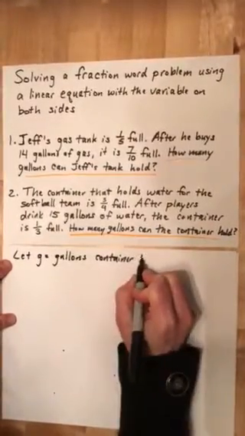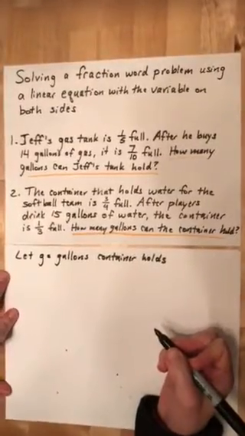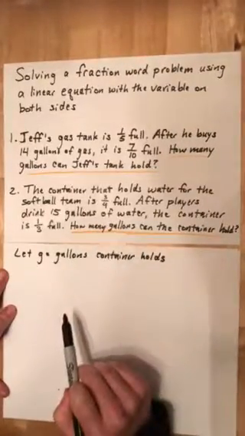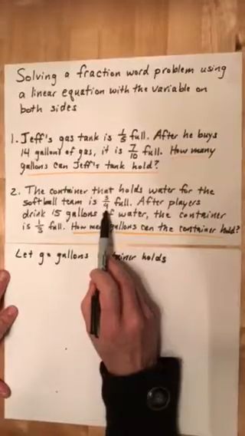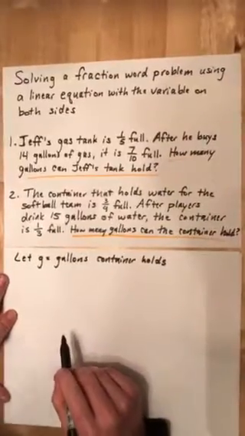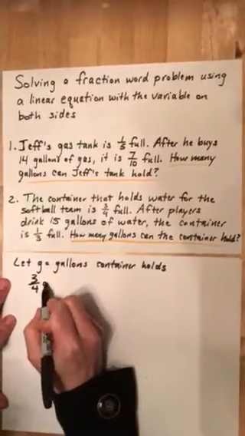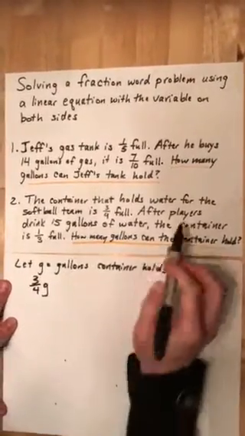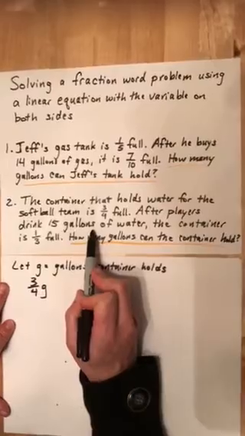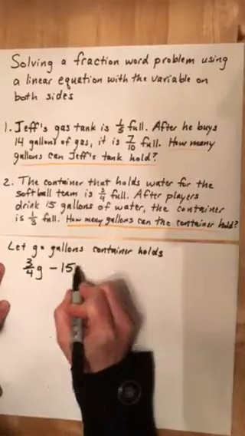And let's think about how it started and what happened to it and how it ended up. So it starts off being 3/4 full. In other words, it's holding 3/4 of the gallons that it could hold. In math, of means to multiply. So it's holding 3/4 of the gallons, so 3/4 times the G is what we're starting with. And then the players drink 15 of those gallons. So that's going to drain out of the container, making it less. And so we need to subtract those 15 gallons.